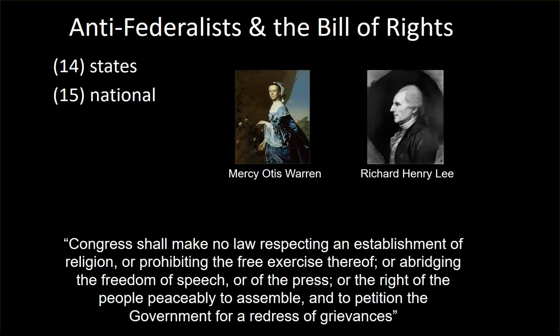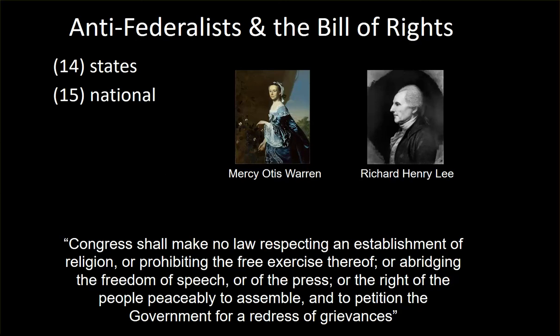Now, the specific language of the Bill of Rights is rooted in classical liberalism and in the Enlightenment. Let's look at what it says here. This is the First Amendment. It says, Congress shall make no law respecting an establishment of religion, or prohibiting the free exercise thereof, or abridging the freedom of speech, or of the press, or the right of the people peaceably to assemble, and to petition the government for a redress of grievances.